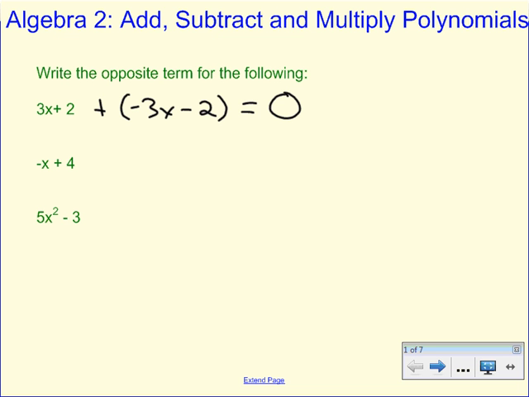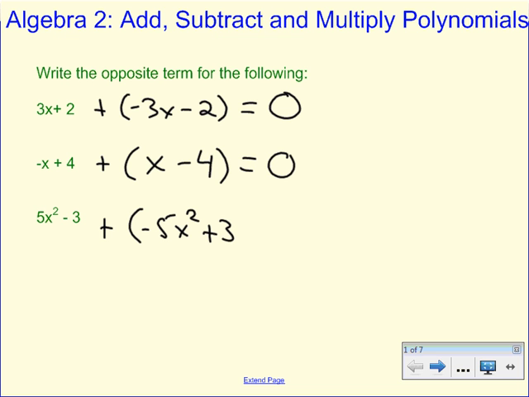What about negative 1x plus 4? Well, it's going to be x minus 4 as its opposite term. And the last one, 5x squared minus 3. Well, if I add negative 5x squared plus 3, I'll get 0. So this is just a quick little exercise in the opposite term.